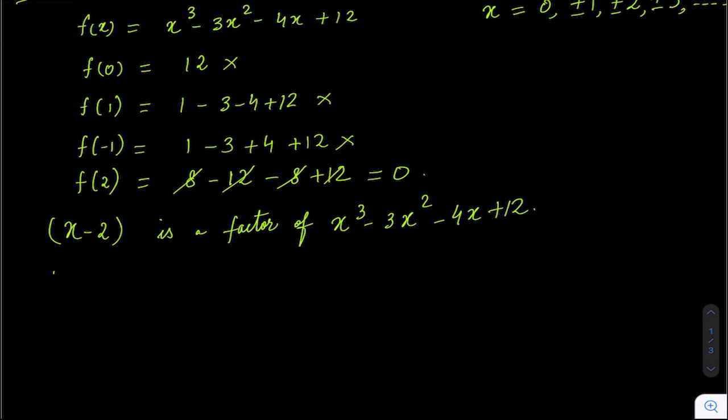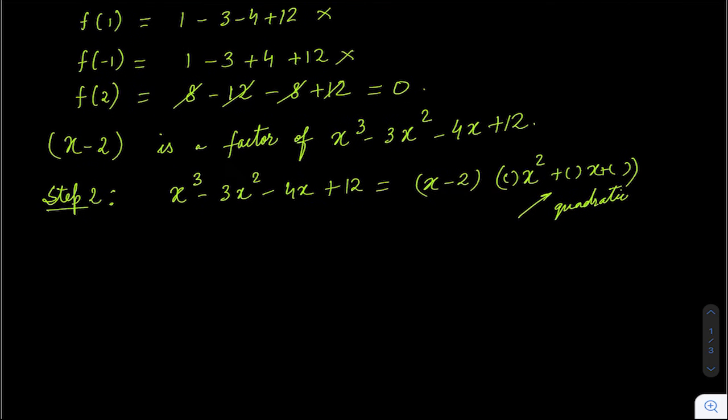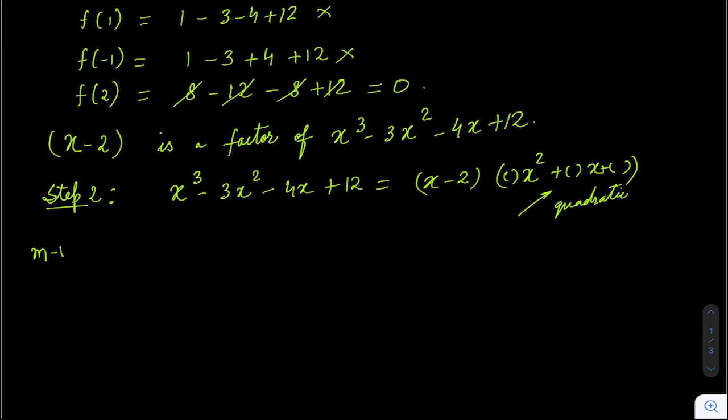Now, what is step 2? We will go for the long division method, because we know that this is a cubic and we have one factor that is linear, so obviously the remaining factor will be some quadratic. We don't know what quadratic, but it will be some quadratic. Our aim now is to find this quadratic factor. This quadratic factor can be found in two ways, and I will tell you both ways. The first method is long division.